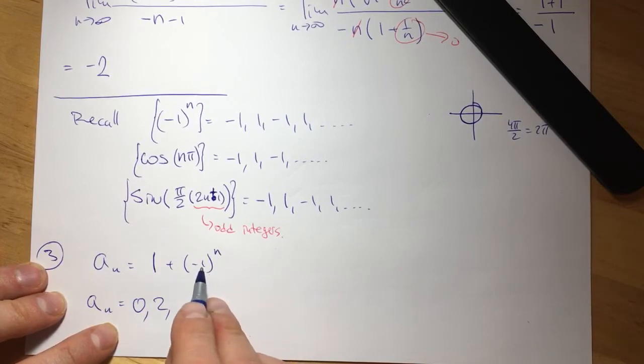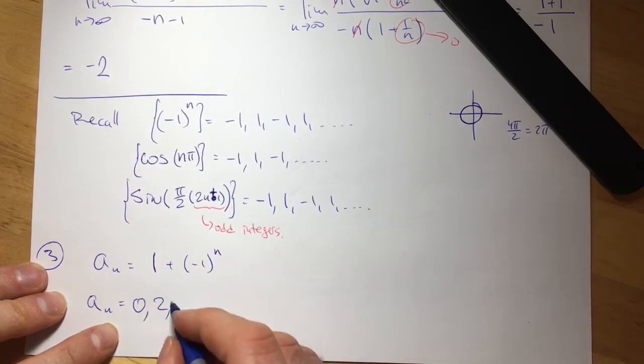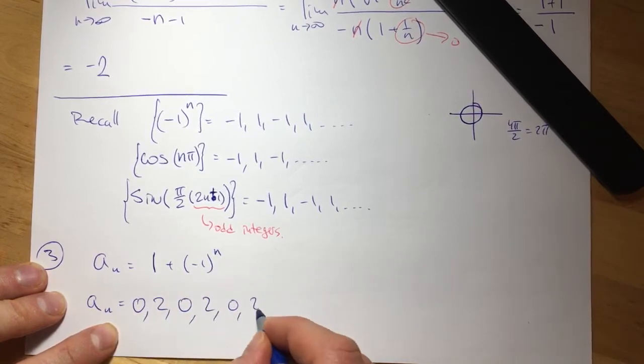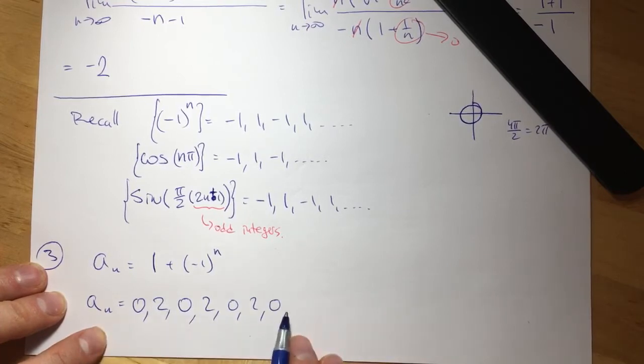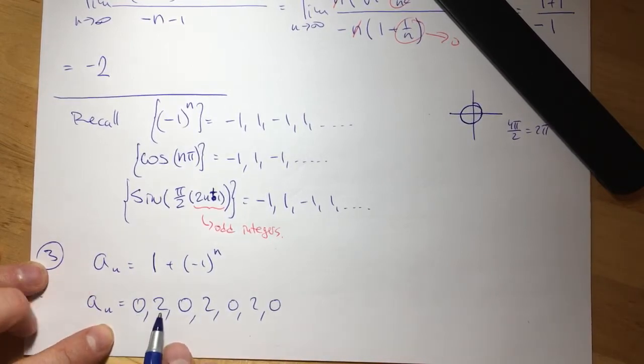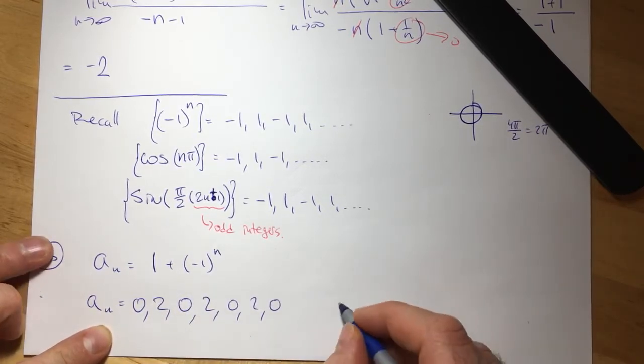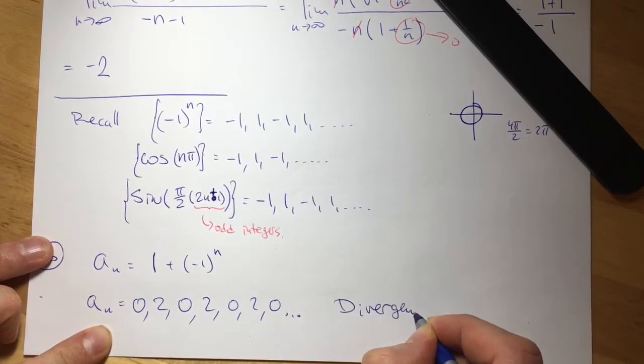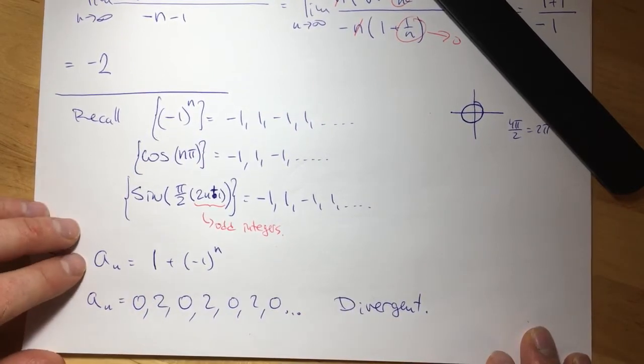When n is 3, negative 1 to the power 3 is negative 1 plus 1, 0. When n is 4, negative 1 to the power 4 is 1, 1 plus 1 is 2. As we can see, this sequence alternates not between negative 1 and 1, but between 0 and 2. And at infinity, it doesn't approach anything, so we conclude that this sequence is divergent.